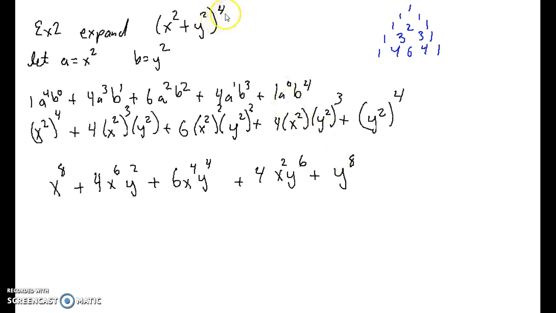Power of 4 should have 5 terms. 1, 2, 3, 4, 5. Right? Notice that all the exponents add together to give you 8. So 8 plus nothing is 8. 6 plus 2 is 8. 4 plus 4 is 8. 2 plus 6 is 8.